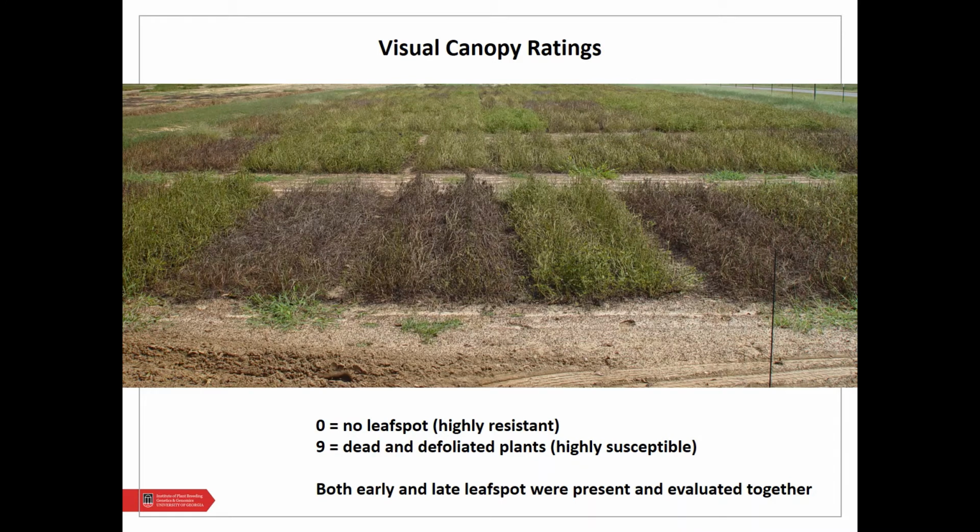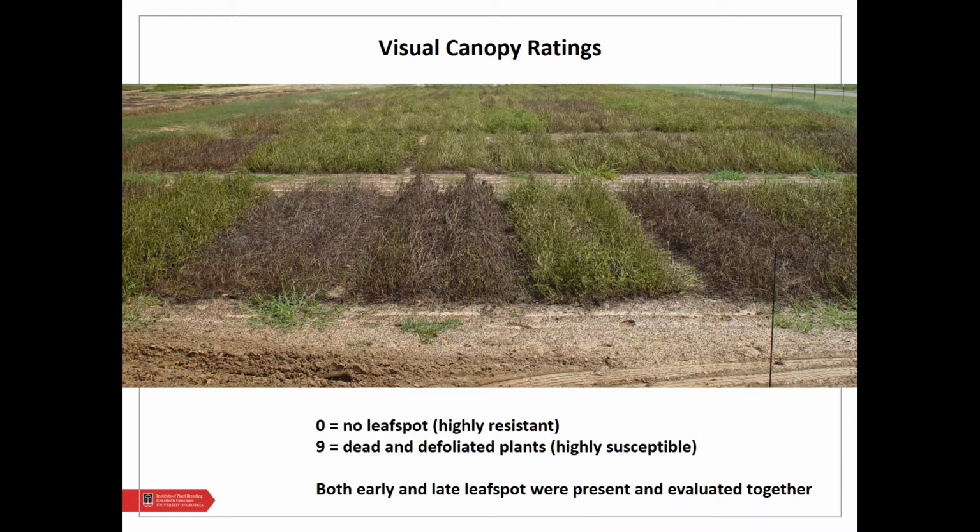So we used a visual canopy rating to evaluate early and late leaf spot together rather than trying to separate the two. The scale used was from a 0 to 9, with a 0 having no leaf spot, that is highly resistant, and a 9 being totally defoliated and a dead plot.